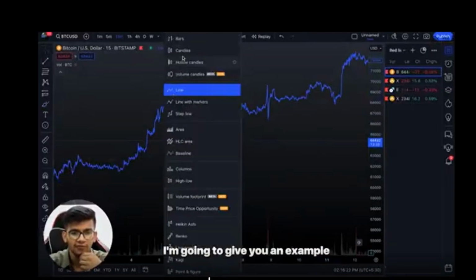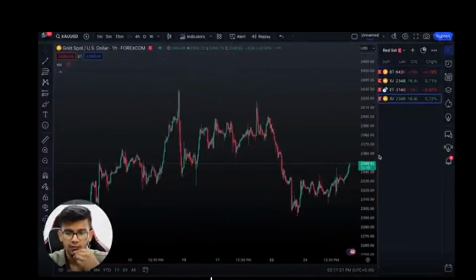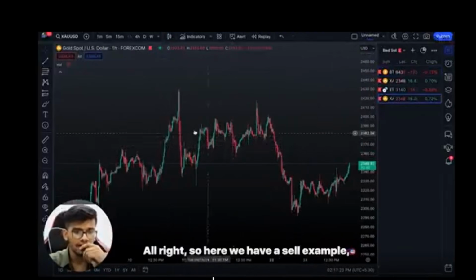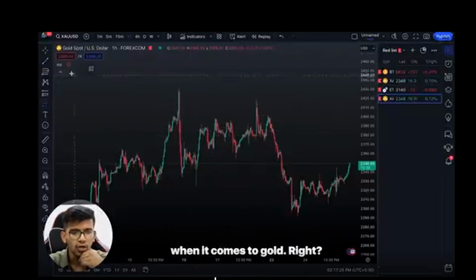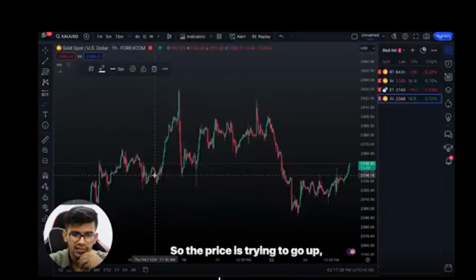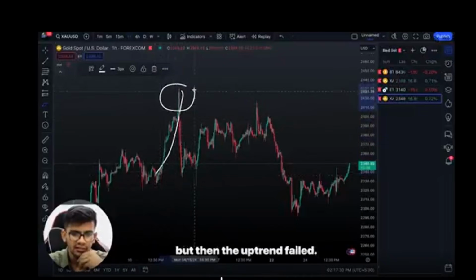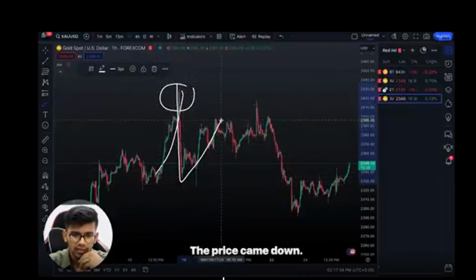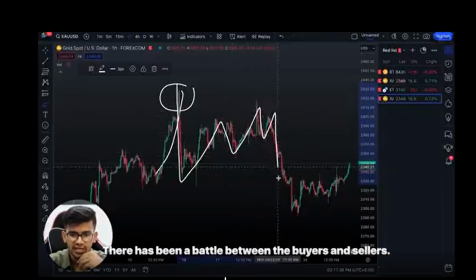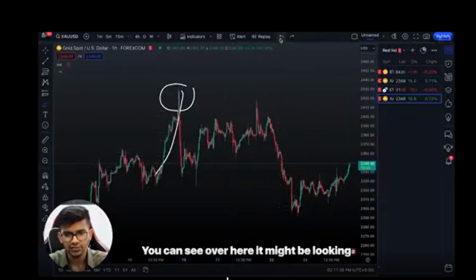Same thing on the sell side. I'm going to give you an example for the sell side as well. Alright, so here we have a sell example, a beautiful sell example when it comes to gold. So let's see what is happening over here. The price is trying to go up, but then the uptrend failed and the price came down. Now the price has been fighting. There has been a battle between the buyers and sellers. You can see over here.